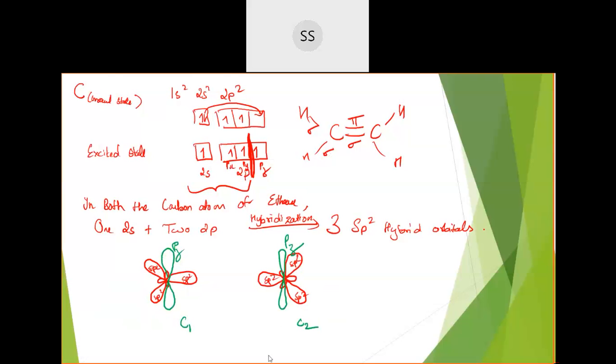Once you are done with this, you can explain in your own words. After writing the hybrid orbitals and drawing the geometry, what do you need to explain here? You need to say that the sp2 hybrid orbital of one carbon overlaps with the sp2 hybrid orbital of another carbon to form the carbon-carbon sigma bond. Then the remaining sp2 hybrid orbital in both the carbons overlaps with the one s orbital of hydrogen to form four carbon-hydrogen sigma bonds. And then at the end, the pz orbital.